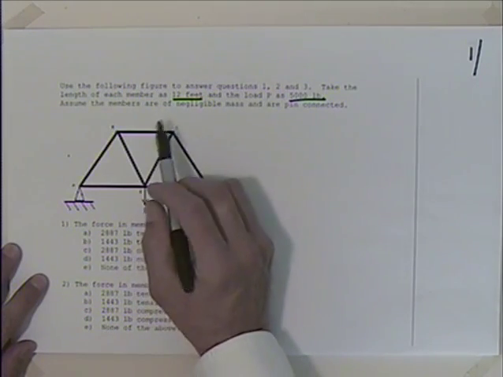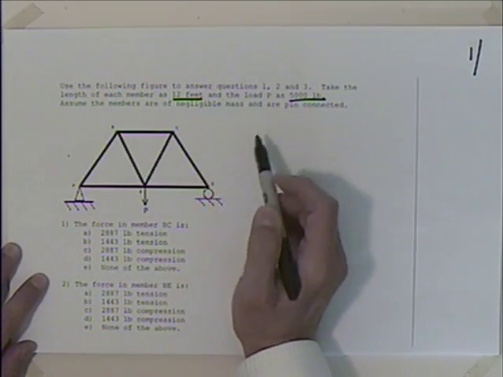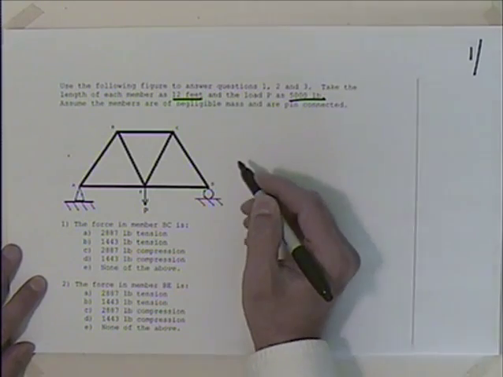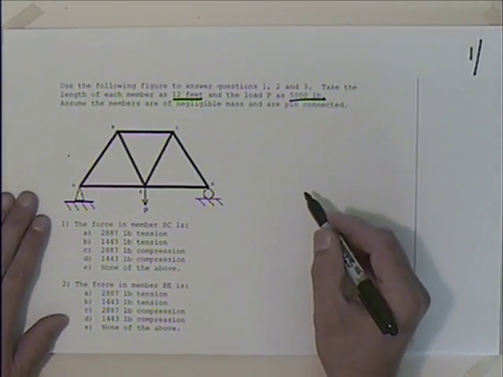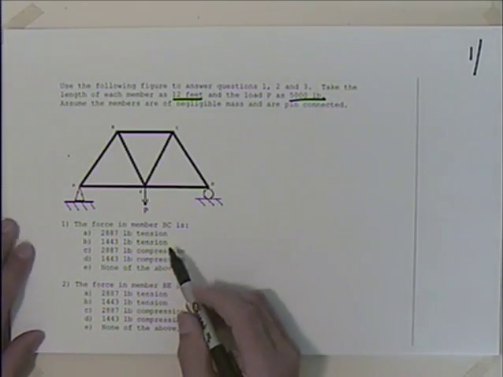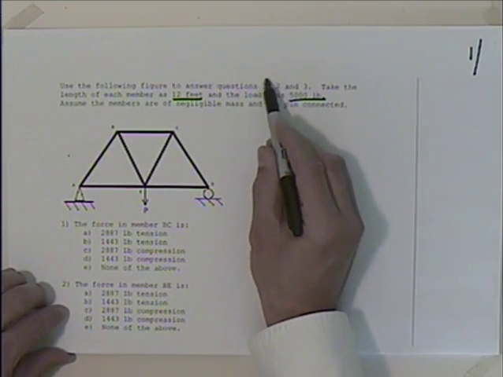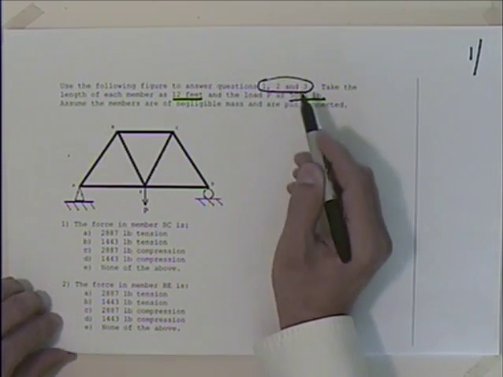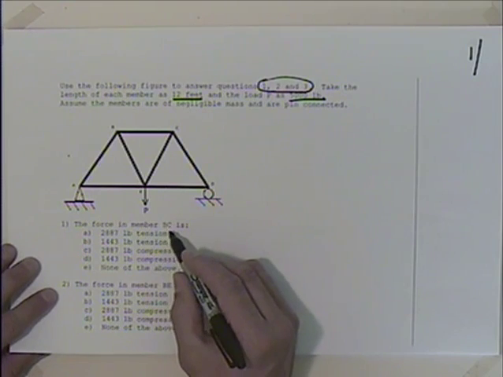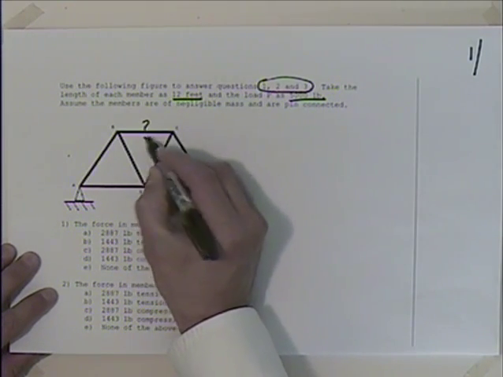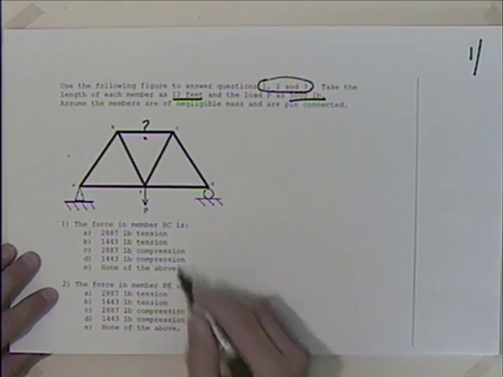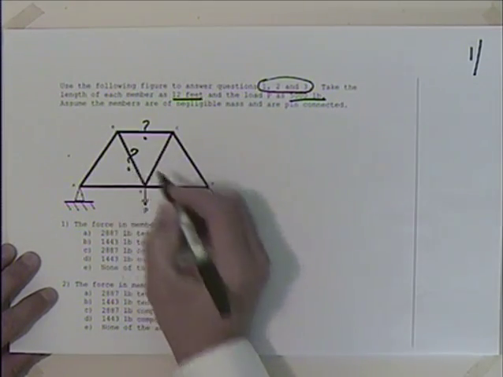We're going to assume that the members are negligible mass and are pin connected, so we've got our typical truss arrangement. And it looks like we're doing questions 1, 2, and 3 off of this scenario. So let's see what we're looking for. We're looking for the force in member BC, so that's this one up here. The member BE, so that's that one there.